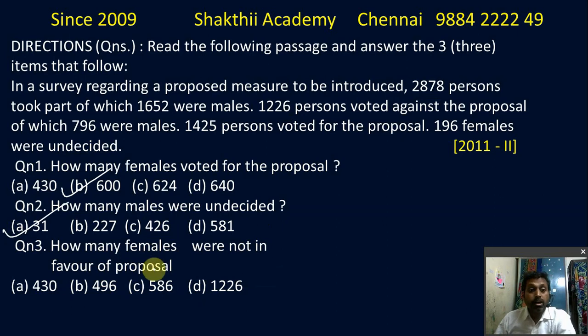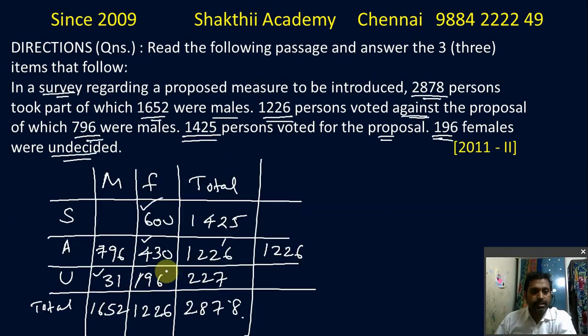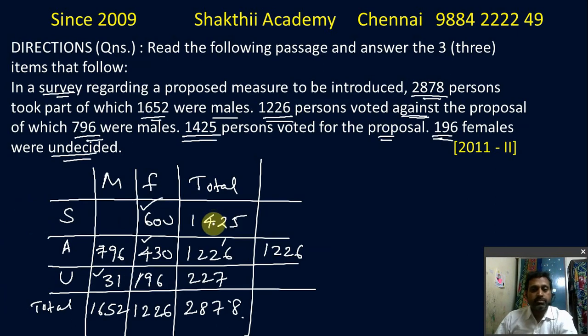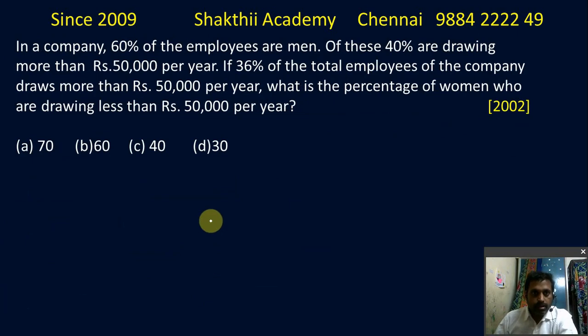How many females were not in favor of the proposal? Not in favor of the proposal means, what does it mean? They are against the proposal. How many females are against? 430. That's it. 430 are against the proposal. So we answered all 3 questions. When you put a table like this, your job will be very easy. We'll take up the next question.